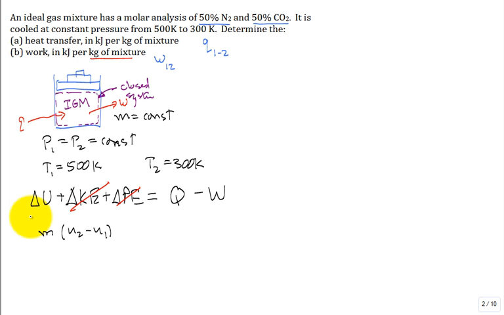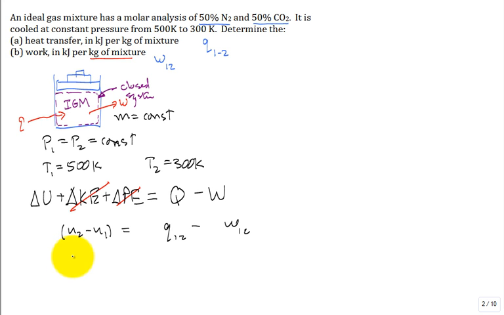And I saw one person switching them. Because sometimes it's like, oh, is it delta U? Is that U1 minus U2 or U2 minus U1? This is then m q 1 to 2 minus m w 1 to 2. And just get rid of the m's. True? So there's our first law.